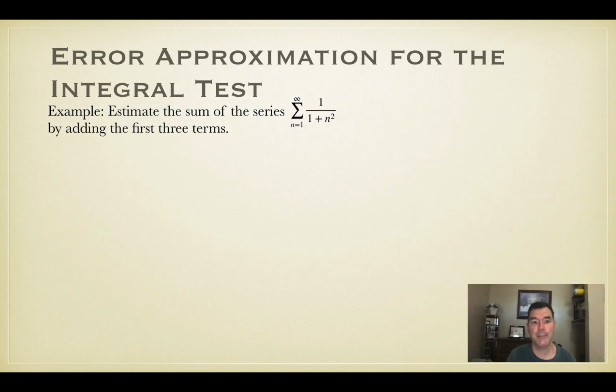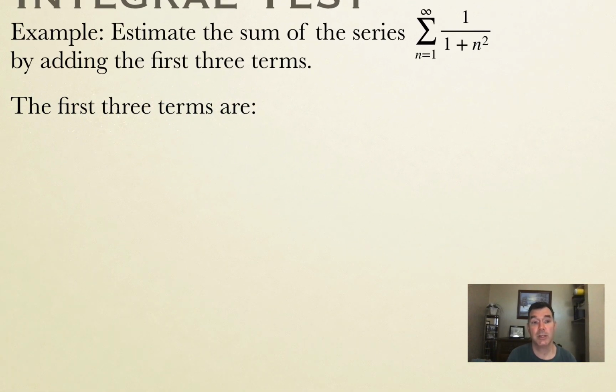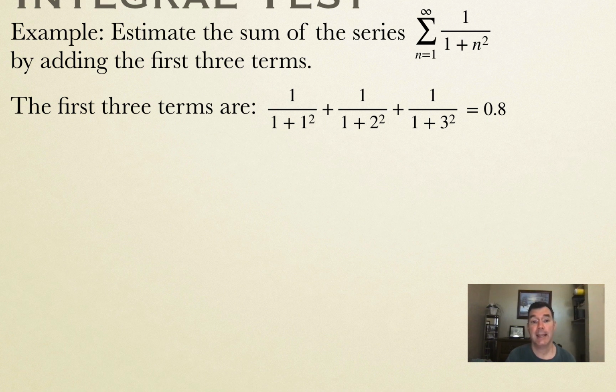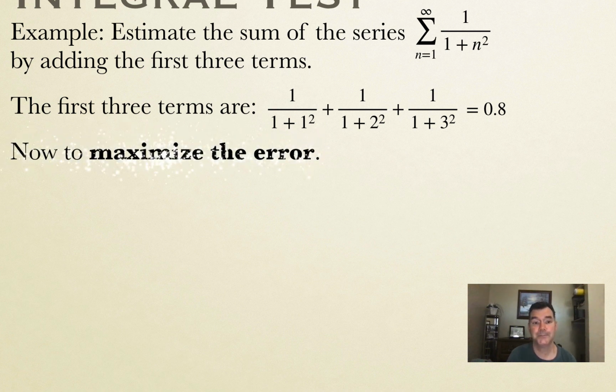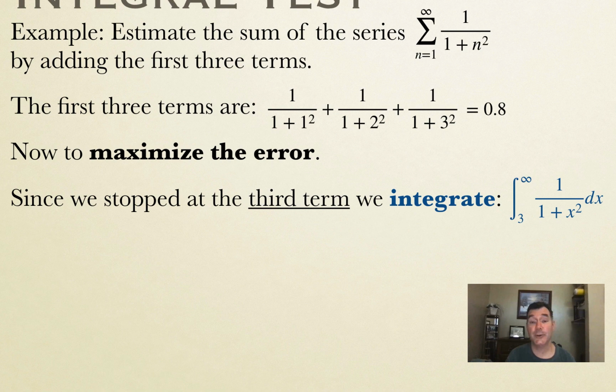All right, so for example, let's estimate the sum of this series by adding the first 3 terms. For the first 3 terms, I just plug in 1, 2, and 3 into that formula, and I get those 3 terms, which add up to 0.8. Okay, now I need to maximize the error. Well, since I stopped at the 3rd term, I'm going to integrate from 3 to infinity of that function.